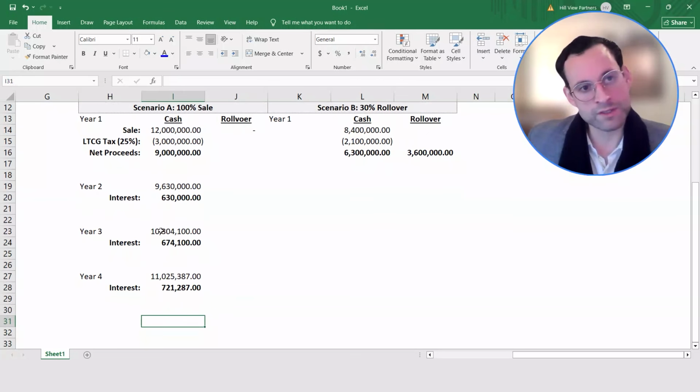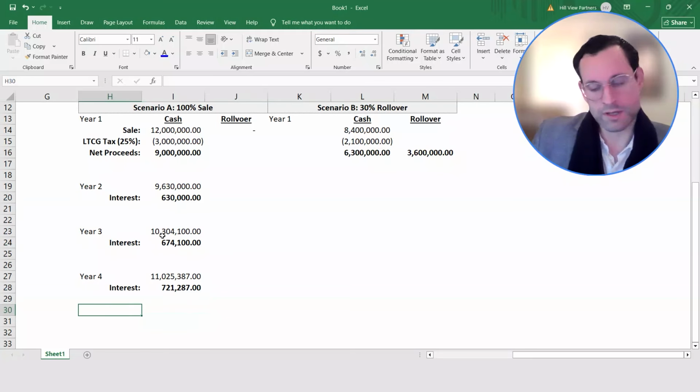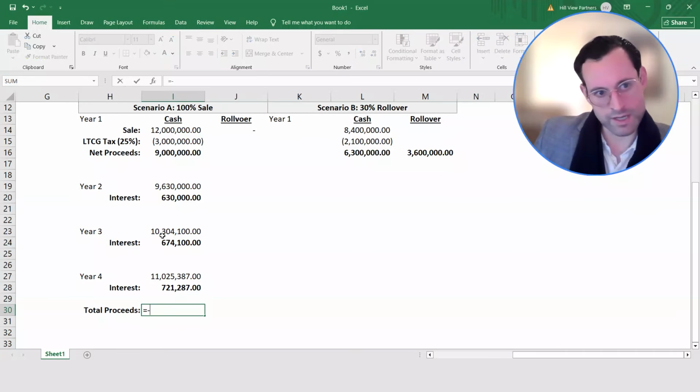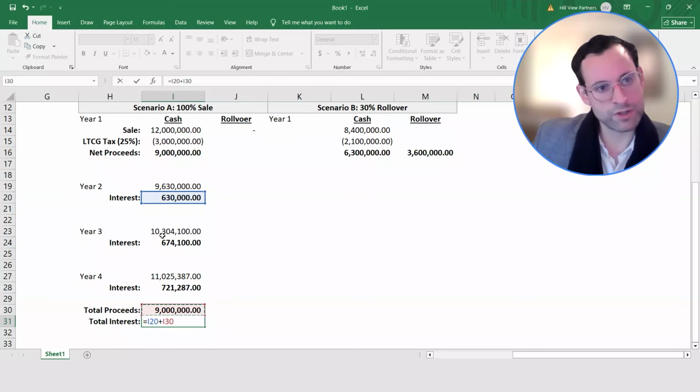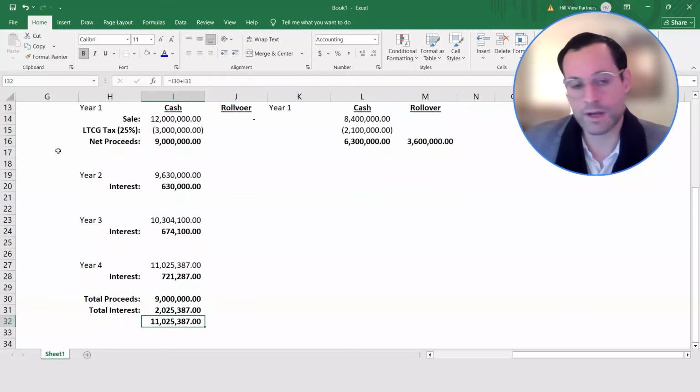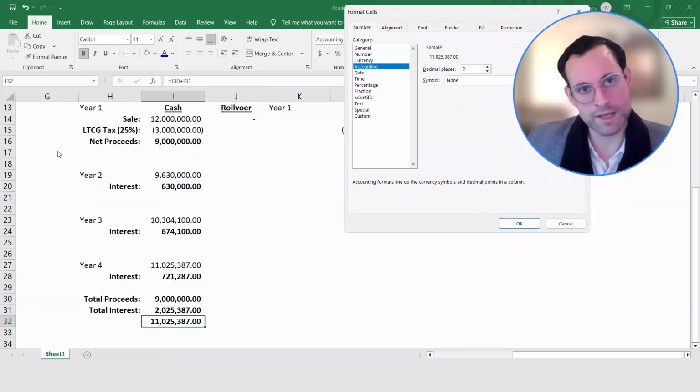So over this 4-year time period, we're going to say total proceeds is the 9 million. Total interest is going to be interest from year 2, interest from year 3, interest from year 4, $2 million. Net of everything, you're going to get $11 million, kind of all in, end of the day.